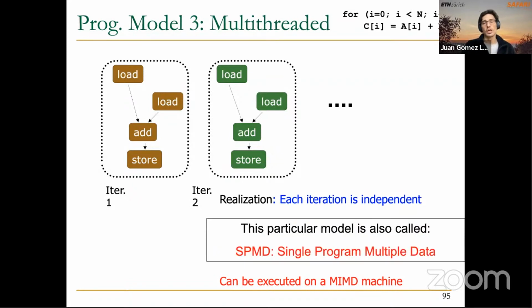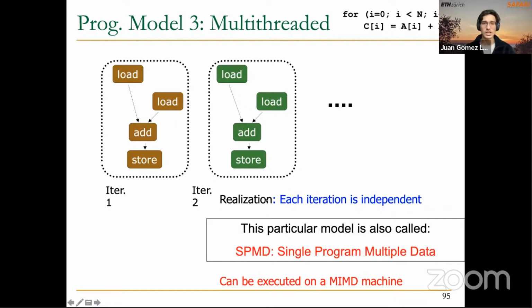But it turns out that we can also call this multi-threaded programming model single program multiple data, and it's multiple data for obvious reason because all these iterations are operating on different data, but also single program because the program is the same for all iterations. So this program is exactly the same as this one. It's exactly the same code, only executed by different threads.